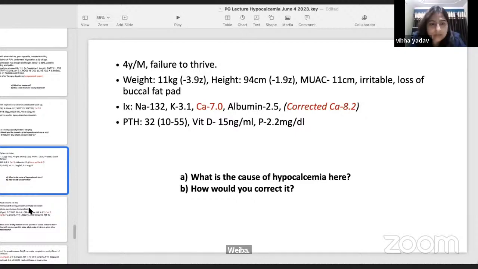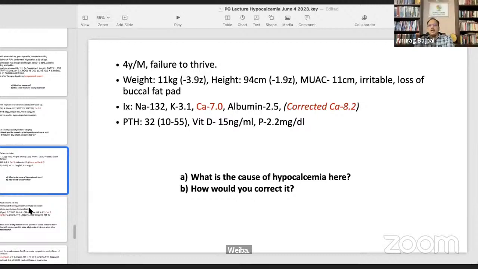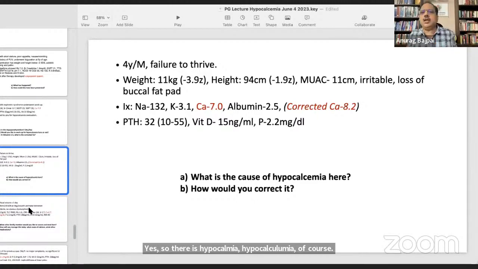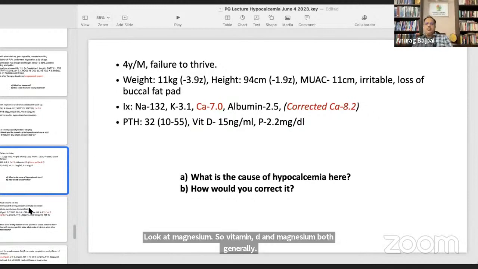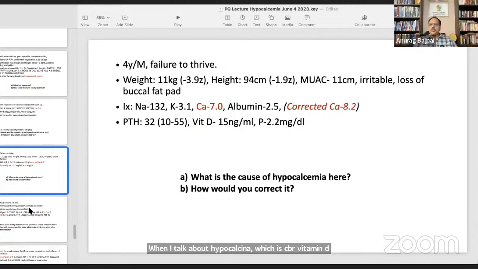Another marker, sir, potassium is also on the lower side. Yes, so there is hypokalemia, hypocalcemia. Of course, look at magnesium. So vitamin D and magnesium both. Generally, when I talk about hypocalcemia which is severe, vitamin D is less than 5. So there is some other thing which is playing a role here in this case.